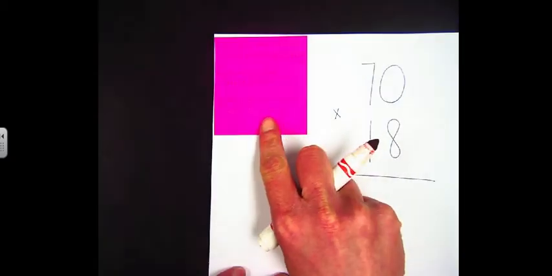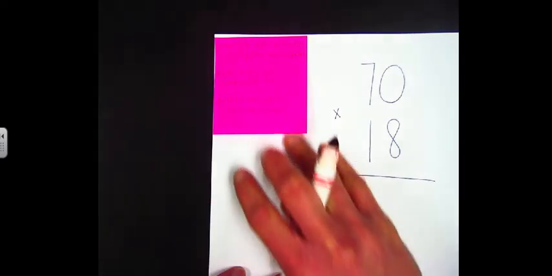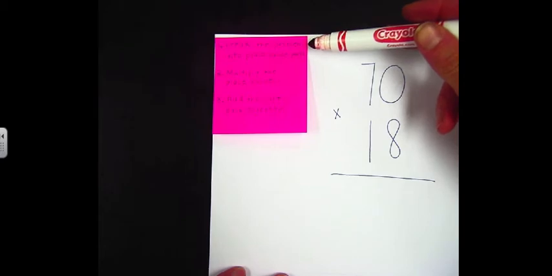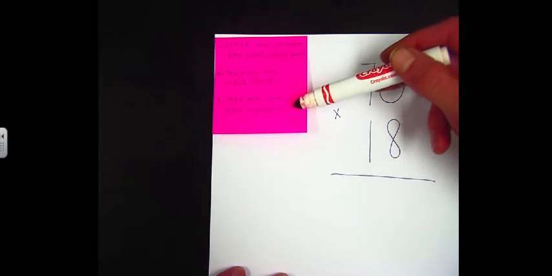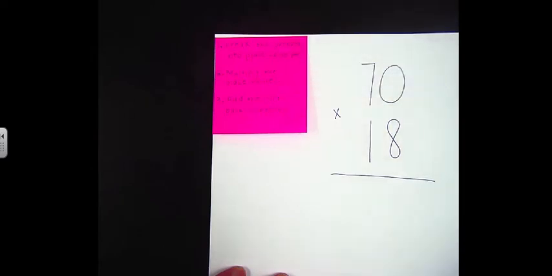I have the steps on my really bright pink post-it note on the side over here, and hopefully you can see it okay, but I'm going to break the problem into place value parts. That's my first step. The second step, we're going to multiply the place values, and the third step is add the parts back together.